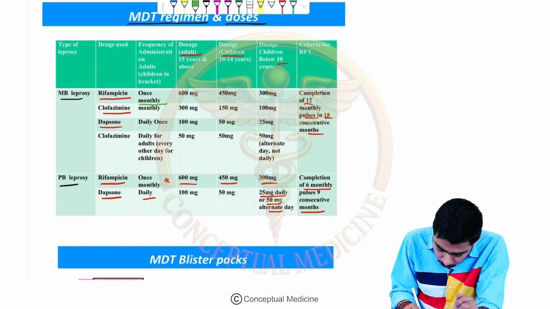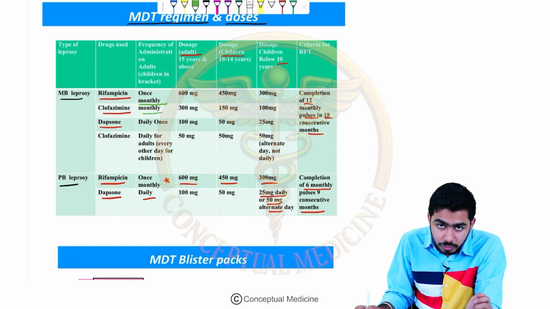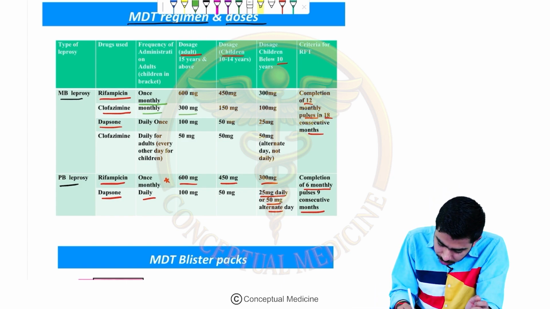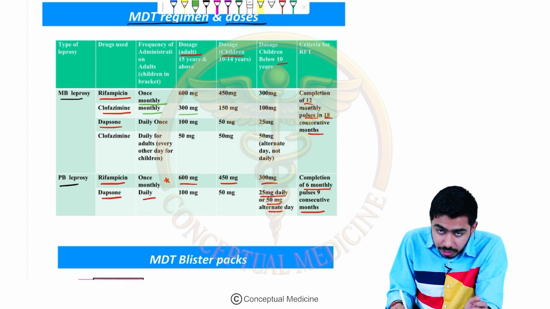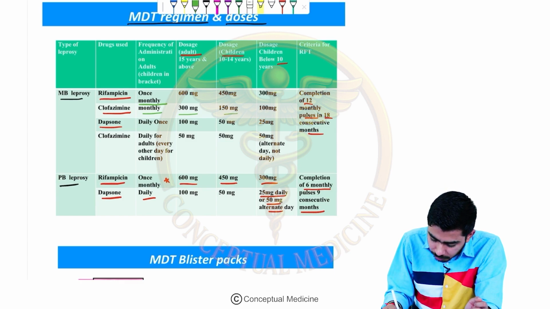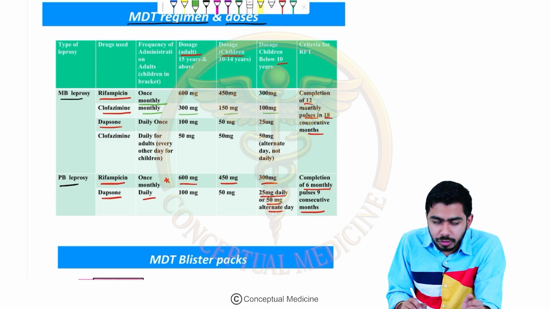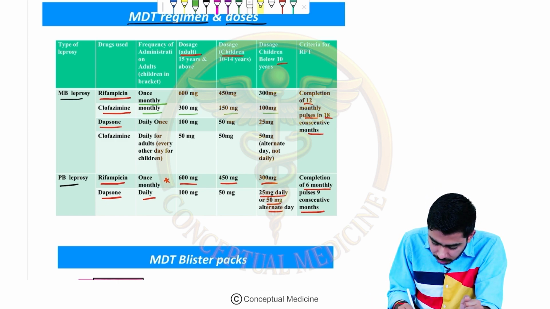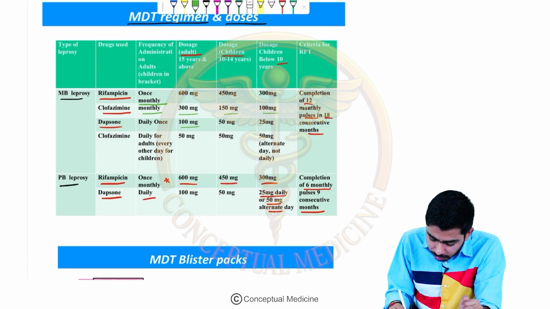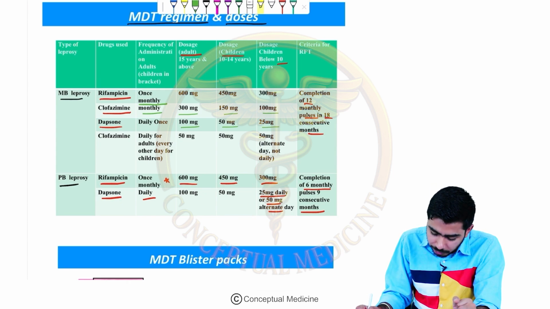Okay, Clofazimine, it should be taken monthly, 300 mg, right? For children 10 to 14 years, 150 mg, and for below 10 years it would be 100 mg, right? One more thing, guys, Dapsone, I told you that is the 100 mg dose, right? For the children it will be just half, that is 50 mg, and for the children below 10 years it will be further half, that will be 25 mg, right?